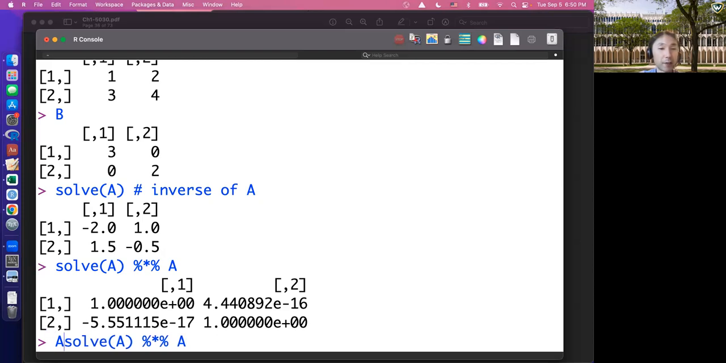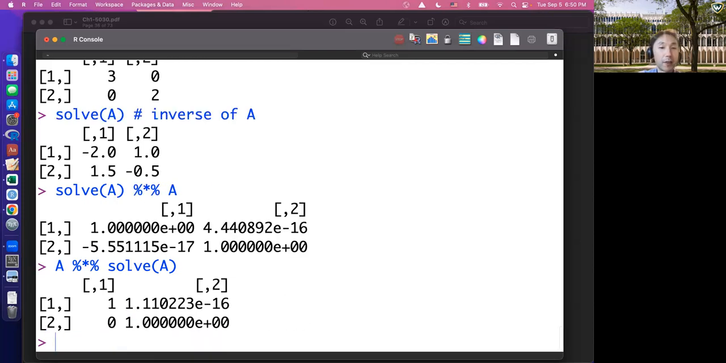And the other way is the same. If A is multiplied by the solve of A, this is again a slightly different number, but this is still the 1, 0, 0, 1 identity matrix.